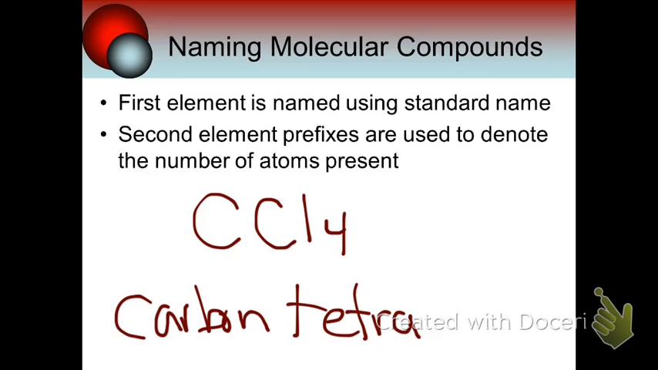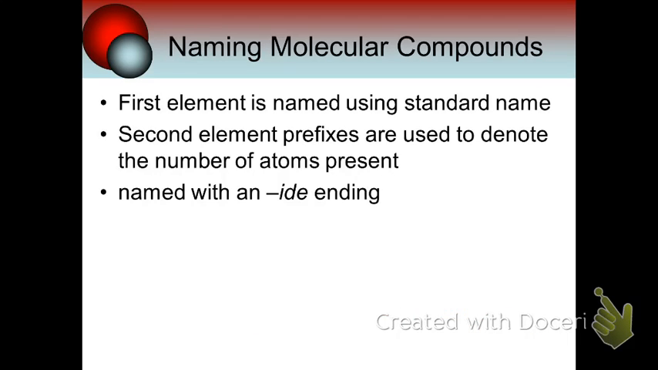So it's going to be carbon tetra. And then anyone want to guess? There's one more rule. What do you think this will have for its name? Chlorine, I guess. Chloride. Yeah, it'll be chloride. Carbon tetrachloride. Okay? So let's see what the last rule is. The last rule says we name the second element with an -ide ending. That's always. Always.